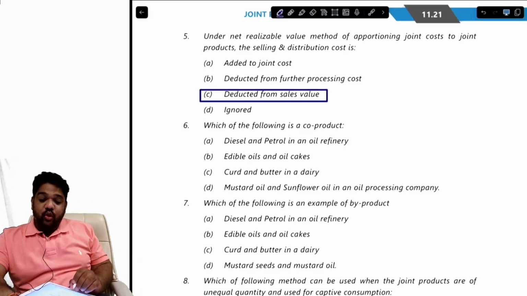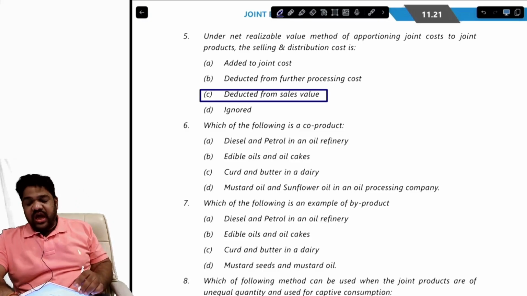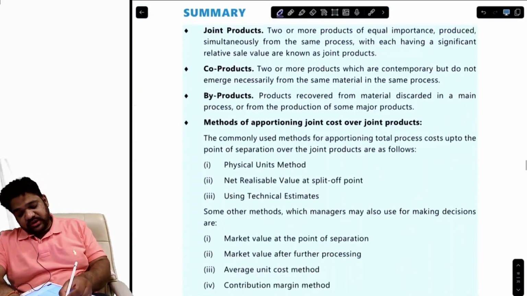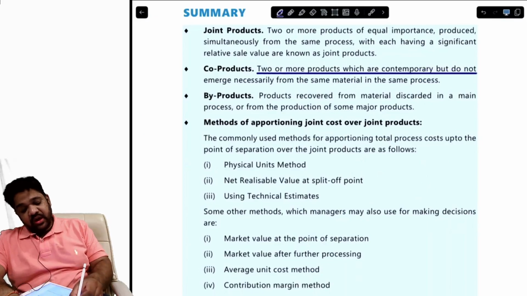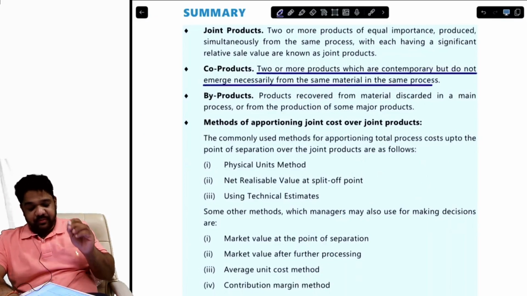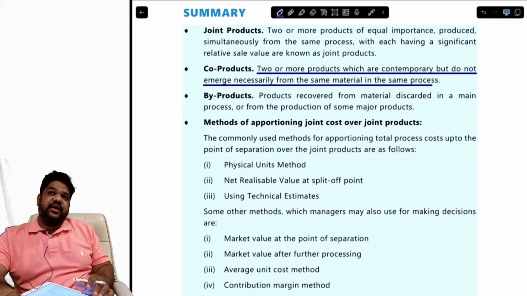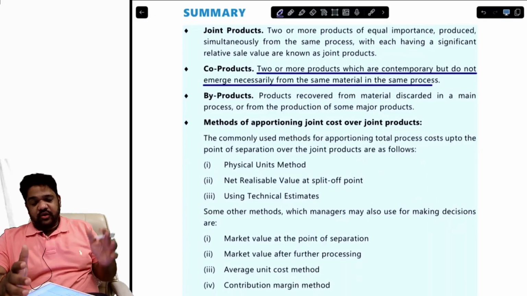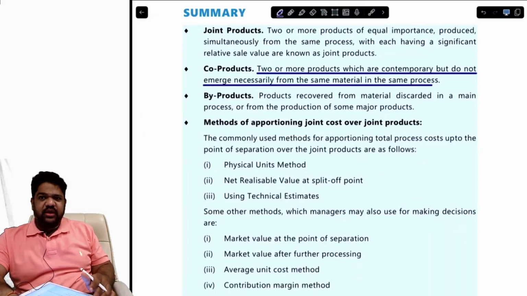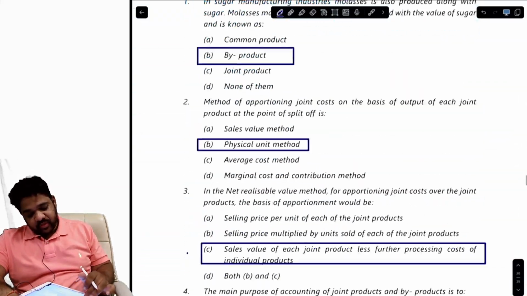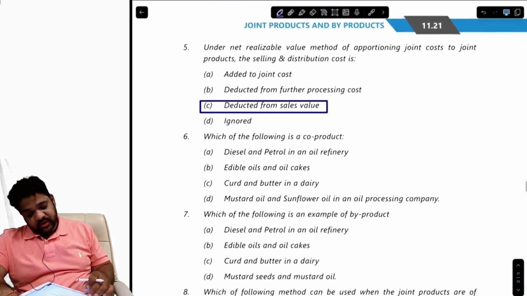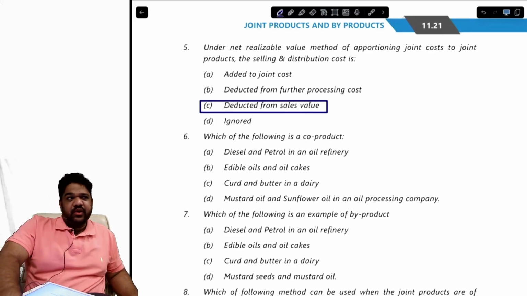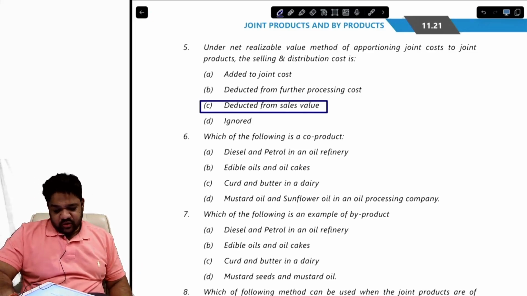Which of the following is a co-product? Now, very interesting. We did not have anything on co-product. Just let me show you. Co-products, these are two or more products which are contemporary but do not emerge necessarily from the same material in the same process. So it's like lentils and rice, something like that. Now, they are both needed together, but they're not possibly made together. So on that note, diesel and petrol in an oil refinery, I think they can be produced from the same process. So we'll ignore that.